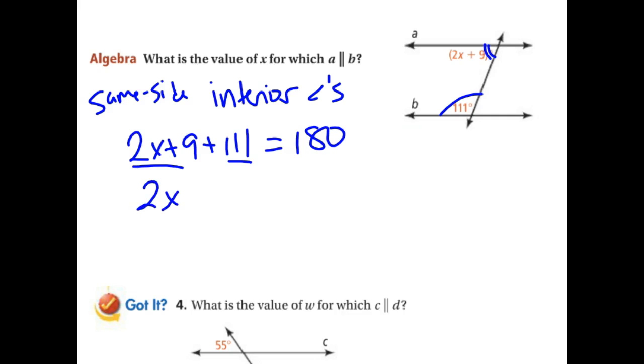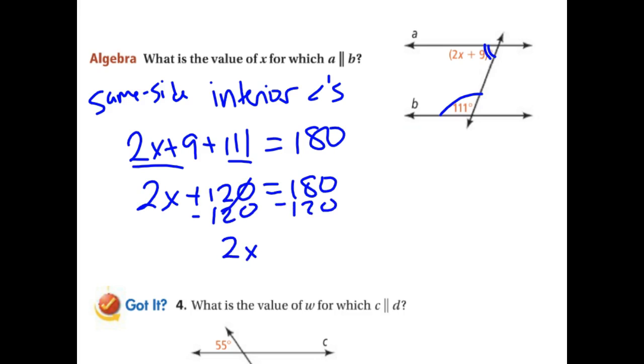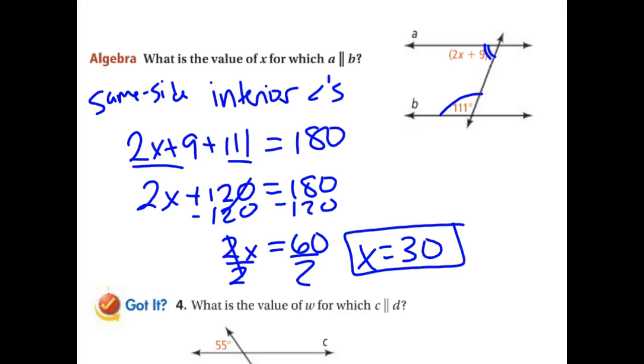I'm going to take my equation, start solving it by combining my like terms. I'm going to balance it and move that 120 over. I've got 180 minus 120, coming out to 60. I'm going to divide both sides by 2 to get x alone, and I get x is equal to 30. What that answer means in this case, because the question is what's the value of x for which the lines are parallel, is that if x is 30 degrees, this angle right here will be supplementary with that angle. Meaning I could use the converse to say the lines are parallel.